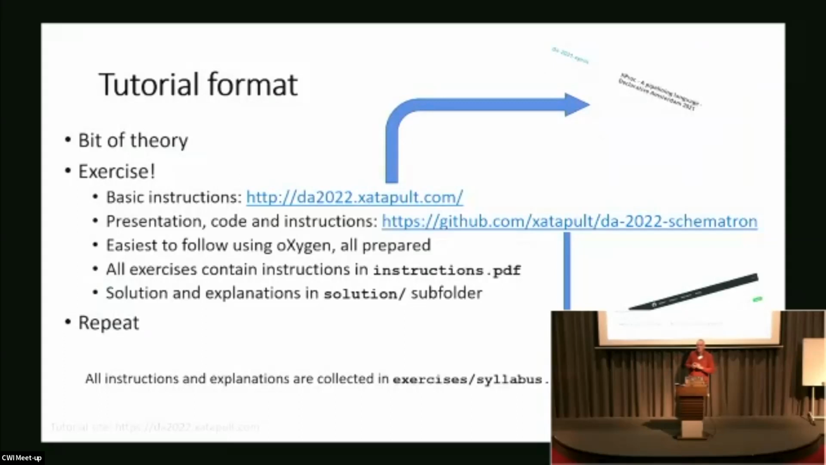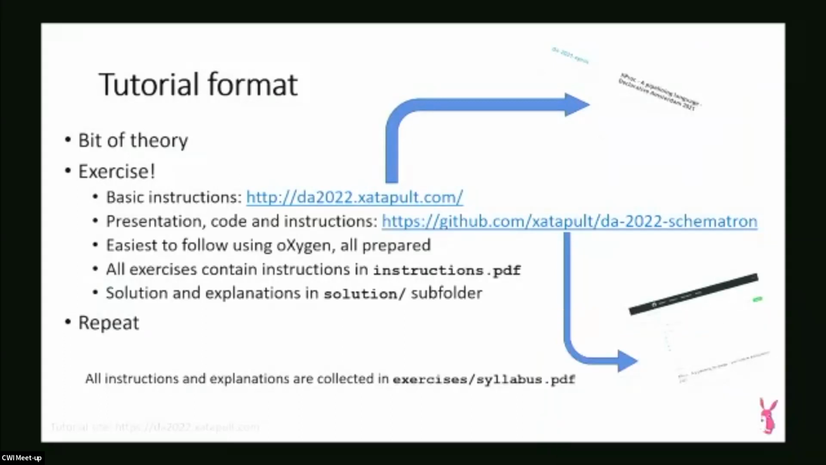So, how are we going to proceed today? The format is very easy, and it's a repeat. We're going to do a little bit of theory. I'm going to tell you something about the language or a feature of the language, and then we're going to exercise. The basic instructions for that are on that address there, and what I would urge you to do is download the presentation, the code and all the instructions from the GitHub repository connected to that website. The easiest way to follow along with the exercises is to use Oxygen, because there's an Oxygen project all prepared with the presentation, and that makes life a lot easier.